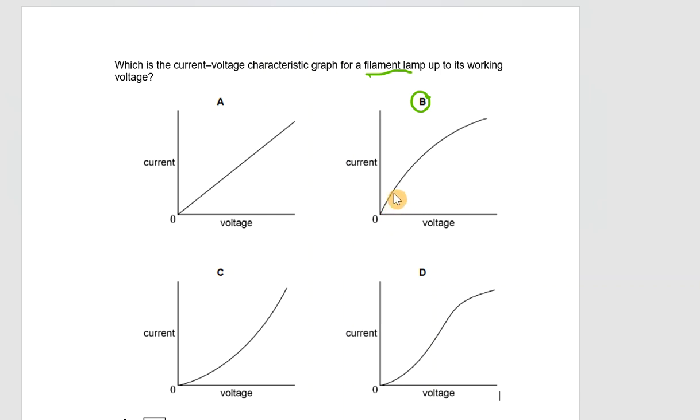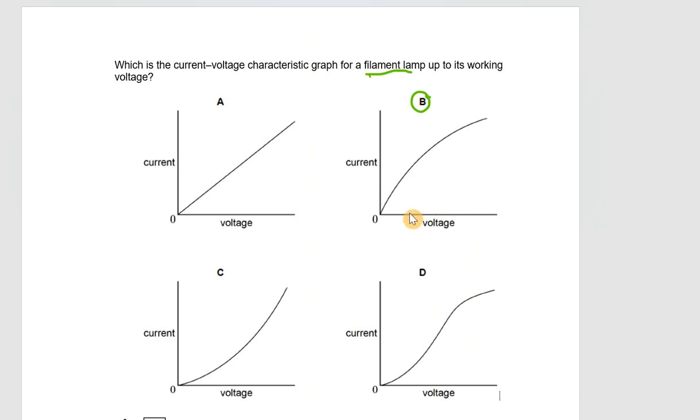So the reason we get this declining gradient is because the resistance is increasing. The resistance is increasing because as the voltage increases, the current increases. The current causes the heating of the lamp, and that heating of the wire in the filament causes its resistance to increase. Let's just take a little further look at the shape of this graph and explain why the graph definitely shows that.